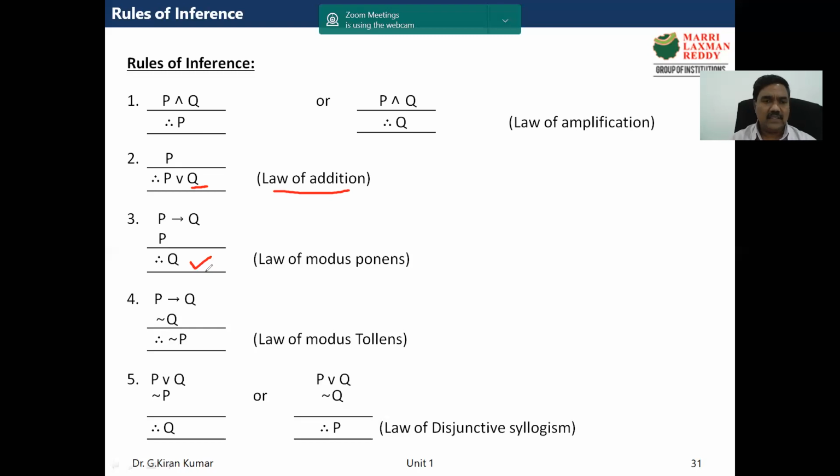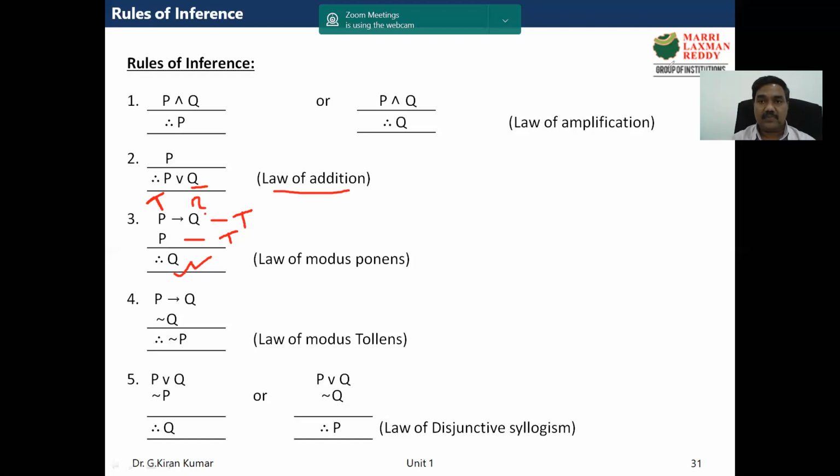Let's analyze this. It is given that P implies Q is true. P implies Q is a premise means it is given to us as a true data point. Then it is also given that P is true. In that case, what must be the value of Q? It has to be true. It can't be false, right? So we are arguing Q is a valid inference. This comes under the law of modus ponens.